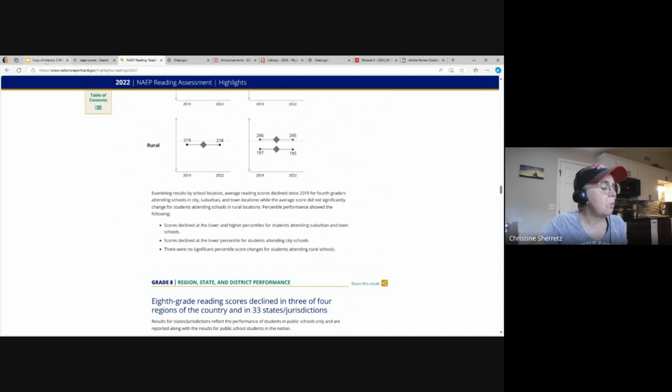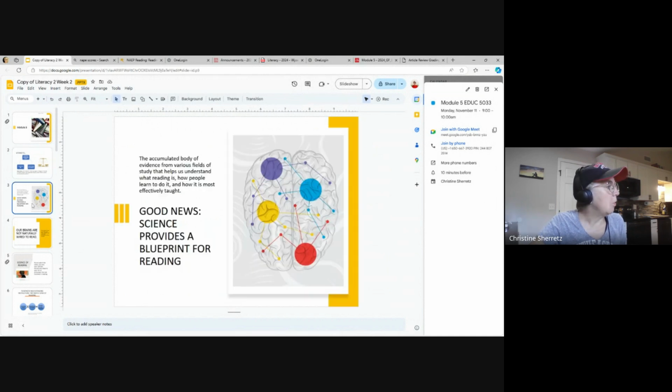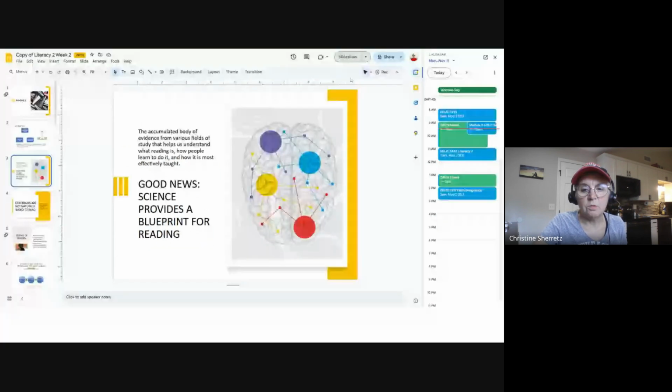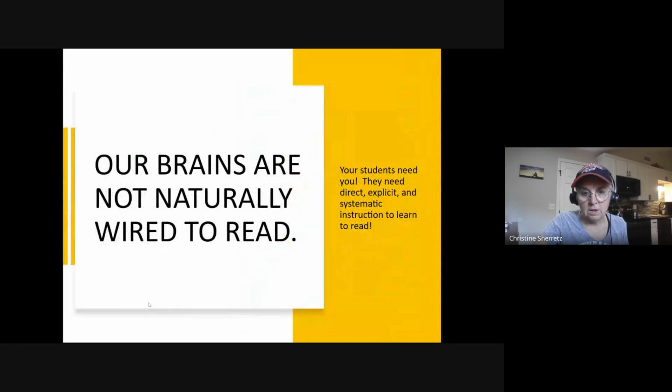So the reason I'm showing you this report is I want you to see where we are in the United States, and where we are is students are not proficient in reading. So you may think that's pretty disheartening, and it is, but the good news is that what we know from the science of reading is that we know how kids learn to read. That's the good part. Our brains are not naturally wired to read. Students need direct, explicit, systematic instruction. And this is why we have an emphasis on foundational reading skills, where you're explicitly teaching those foundational skills.